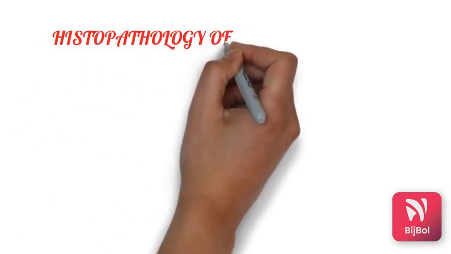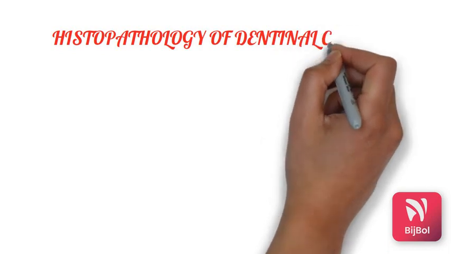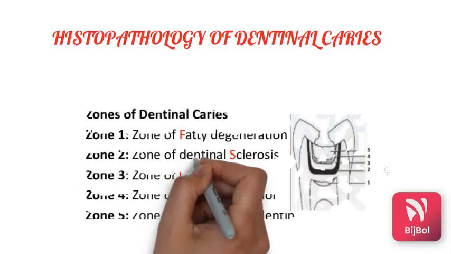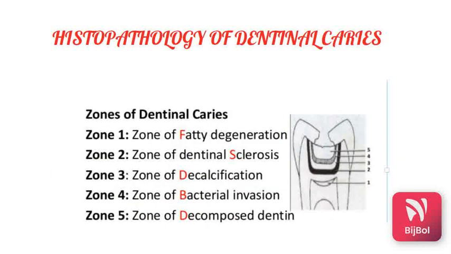Now we'll see the histopathology of dental caries. It also has five zones. The first zone is the zone of fatty degeneration, which is the deepest zone, representing the degeneration of Tome's dentinal fibers, and it is more pronounced in acute decay. The next zone is the zone of dentinal sclerosis, a transparent zone which is harder when compared to normal dentin.